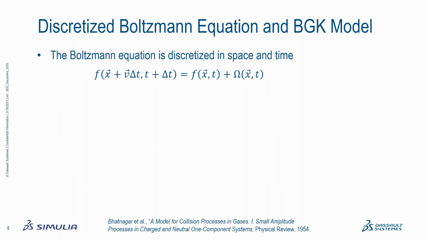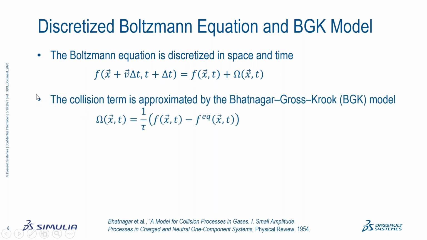What we can do next is then discretize the Boltzmann equation, and the result is shown here. So basically, we discretize in space and time. And by knowing the distribution function at location x and time t, plus the collision term at location x and time t, we can calculate the distribution function at a later time step.